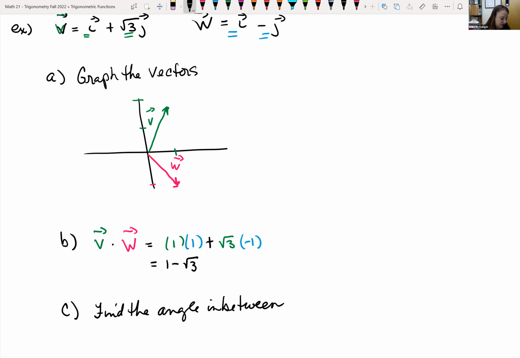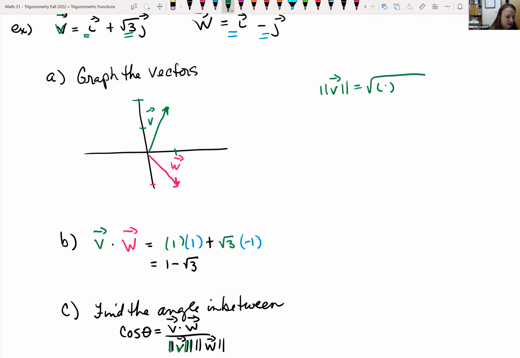So we can use our formula that cosine theta is equal to the dot product of the two vectors, V and W, all over the magnitude of V times the magnitude of W. So we need to figure out the magnitude of V. So let's do the work up here. The magnitude of V is equal to the square root of the horizontal component squared plus the vertical component squared. So that is 1 squared plus root 3 squared, which equals the square root of 1 plus 3, which is the square root of 4, which is equal to 2.